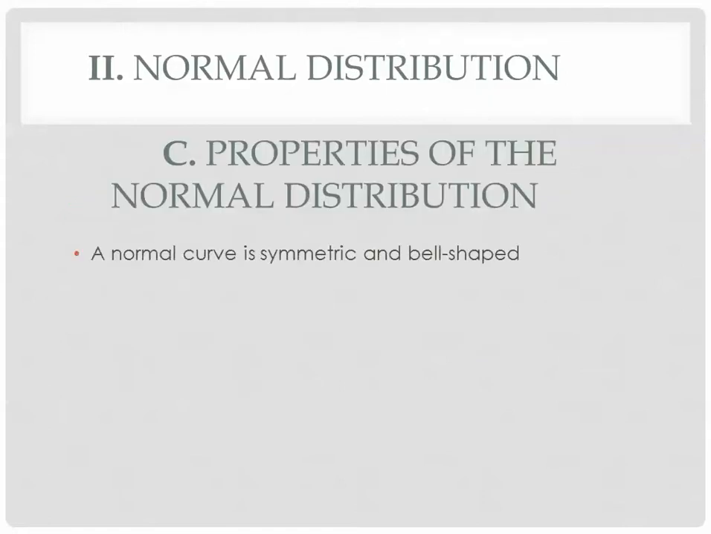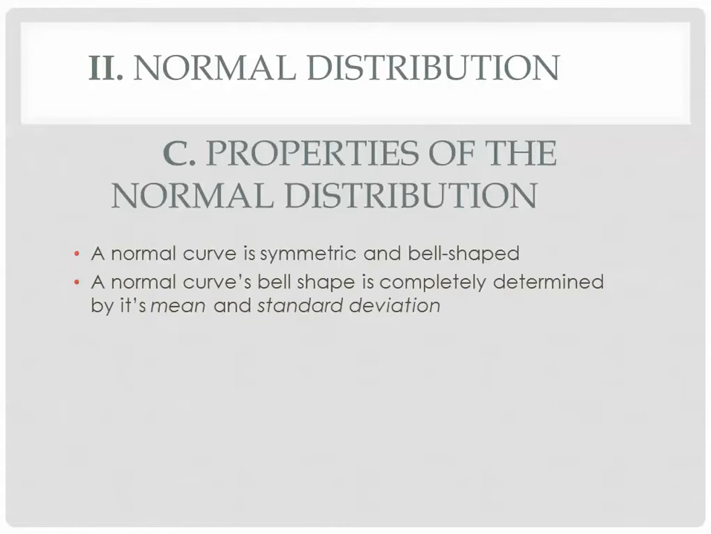Okay, I'm going to keep reviewing this. You're going to hear me say this over and over. A normal curve is symmetric and it's bell-shaped. Make sure you understand what those words mean. Its shape is completely determined by its mean and standard deviation. Those are the critical pieces of information when talking about a normal curve or a normal distribution.